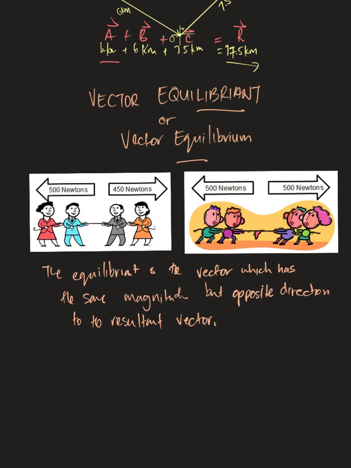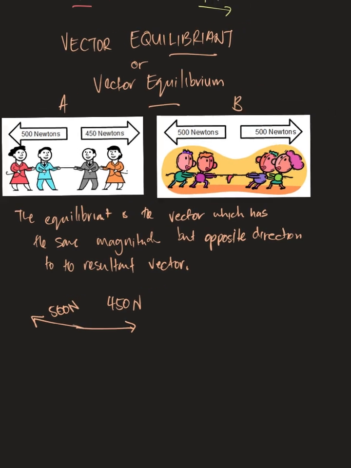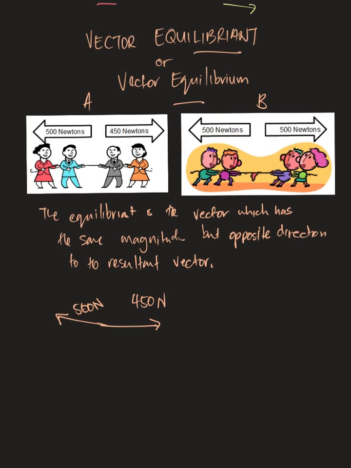So if I'm looking at these two concepts, the first one is picture A, and then picture B. In picture B, I've got 500 newtons and 450 newtons. These people are pulling over here with 500 newtons, and the other people are pulling on the other side with 450 newtons. Comparing the couple on the left versus the couple on the right, the one that wins is the couple pulling with the bigger force.